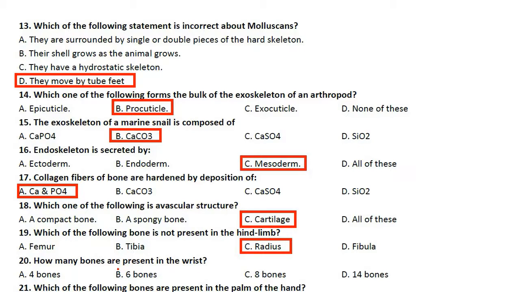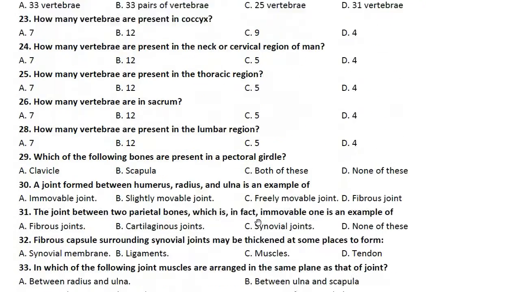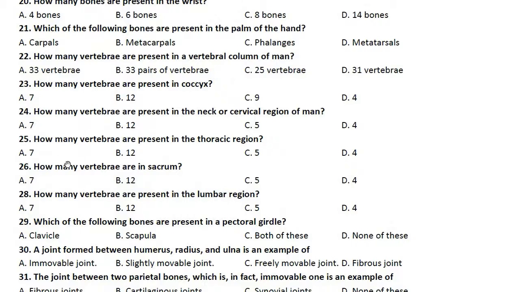Question number 20 is, how many bones are present in the wrist? So always remember that the wrist contains 8 bones. So option C is correct. Moving ahead to question number 21, which of the following bones are present in the palm of the hand? Here we have to take the bones which are present in the palm of the hand, and these bones are named metacarpals. So option B is correct.